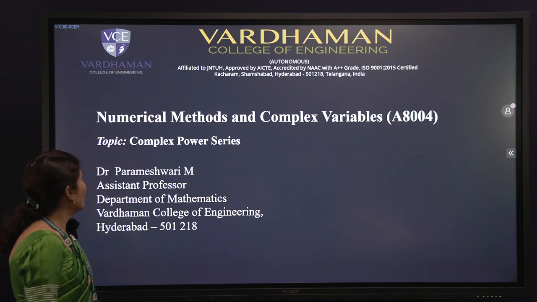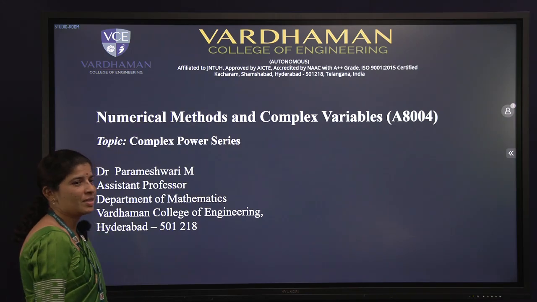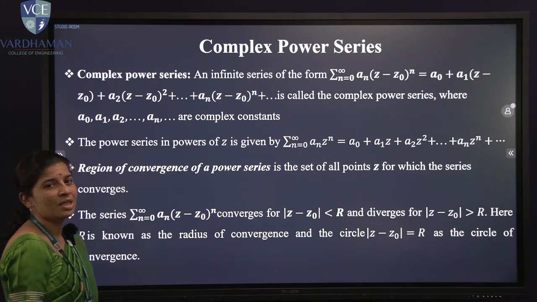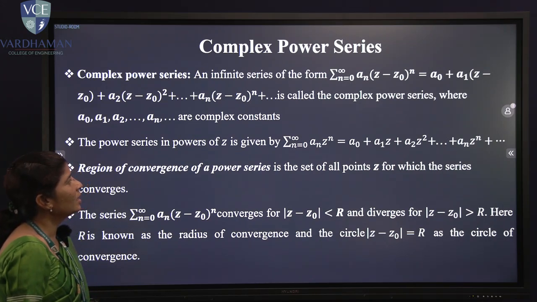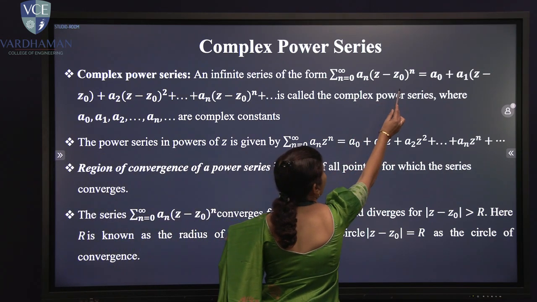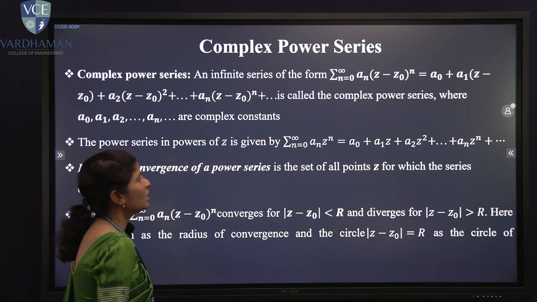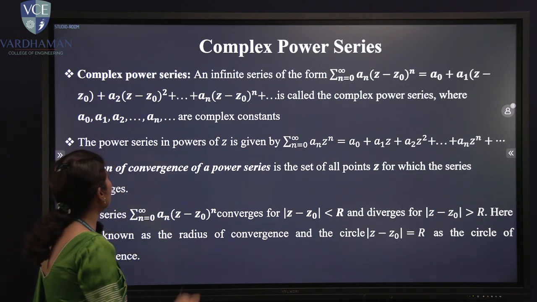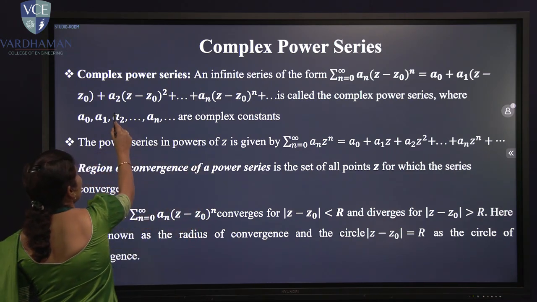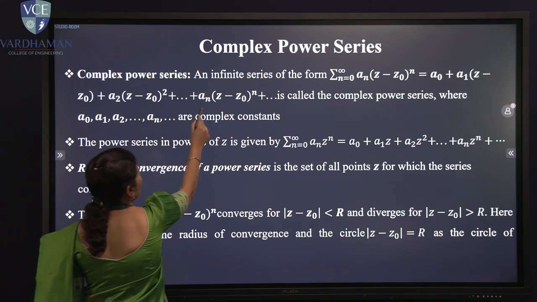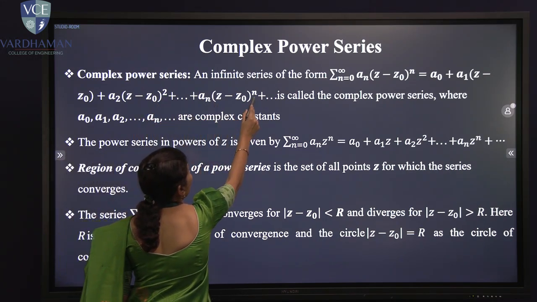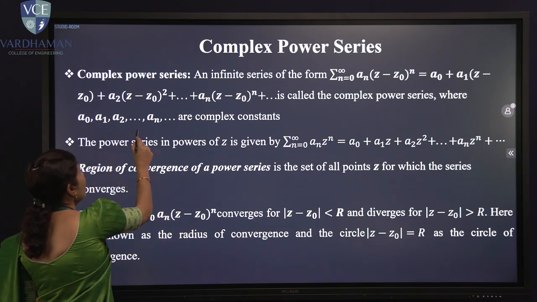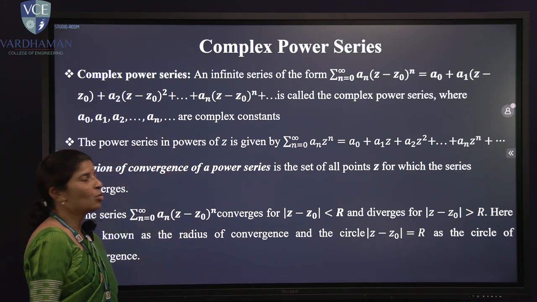In this video, I will explain the complex power series. A complex power series is an infinite series of the form summation n equals 0 to infinity a_n (z minus z naught) to the power n. If we expand it, we get a naught plus a1 (z minus z naught) plus a2 (z minus z naught) whole square plus so on. So a_n (z minus z naught) raised to n is the complex power series, and here a naught, a1, a2 and so on are complex constants.